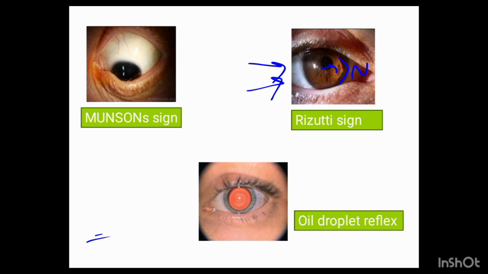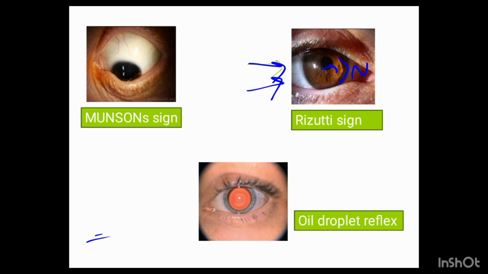The next sign is the oil droplet reflex on retro illumination. On ophthalmoscopic examination, you can see an oil drop reflex in the patients with keratoconus. You have identified the three signs: Munson sign, Rizzuti sign, and oil drop reflex. Oil drop reflex is not on retinoscopy; it is on ophthalmoscopy.